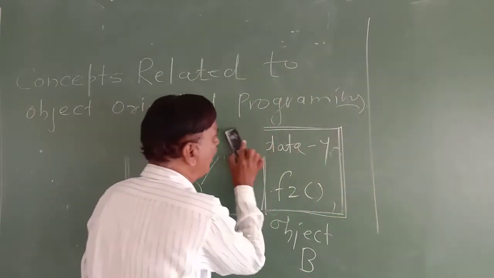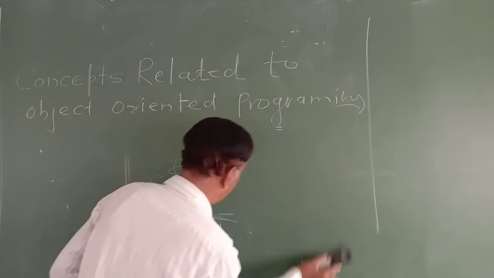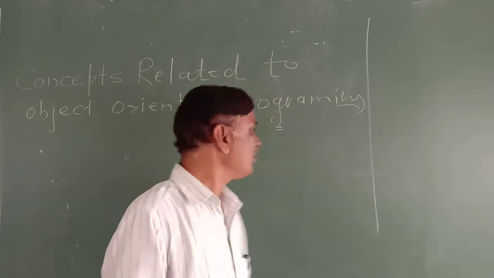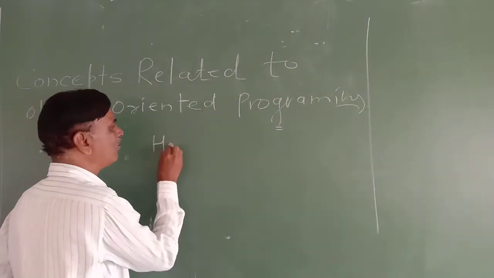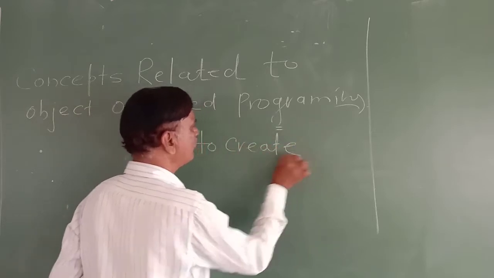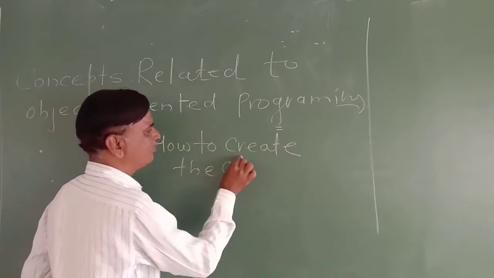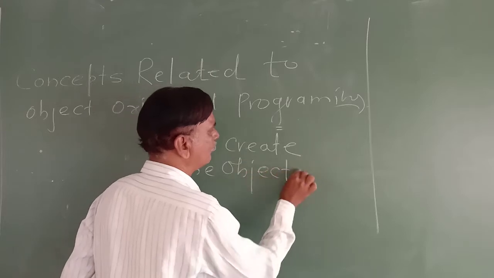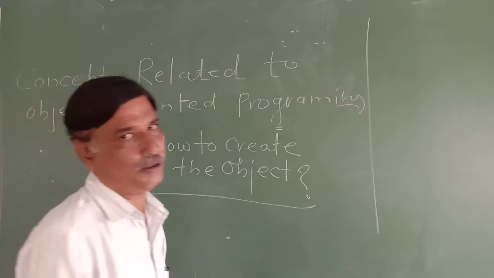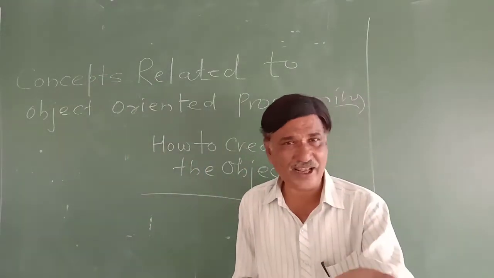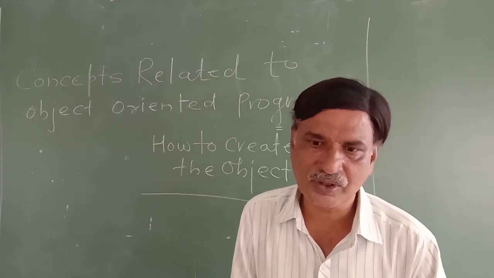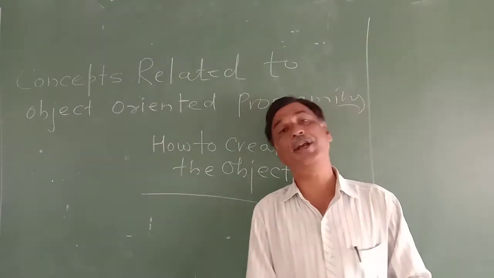As we have studied the concept of object, we now have to see how to create the object. The question is important: how to create the object? Because until we create the object, we can't say it is object-oriented programming.